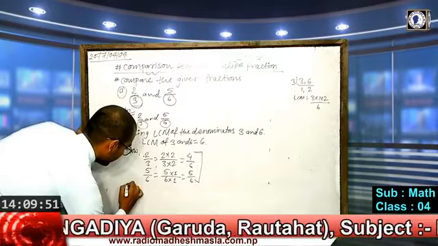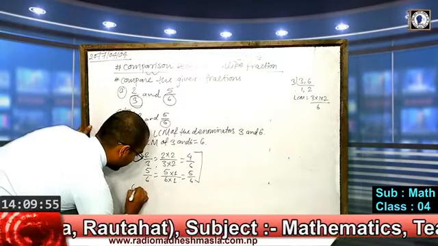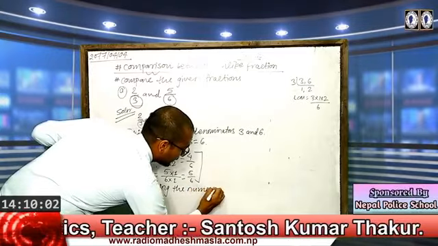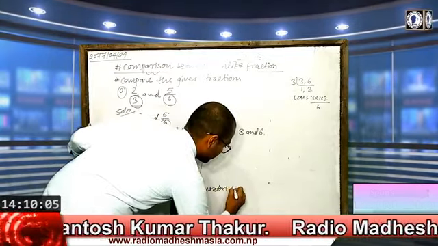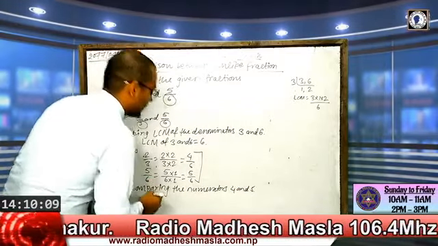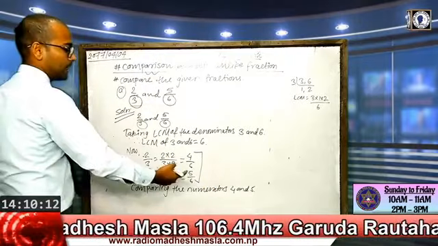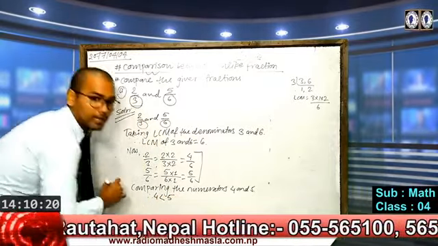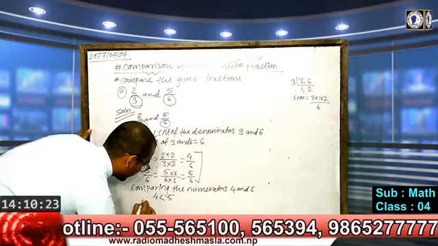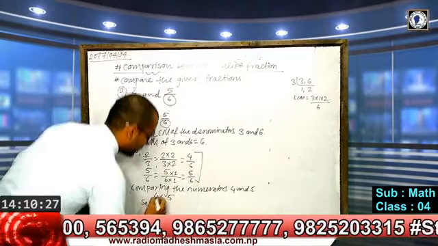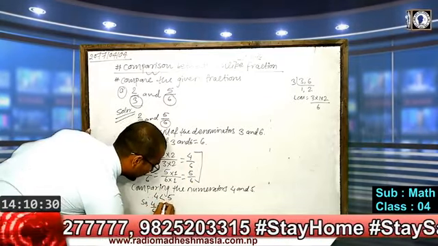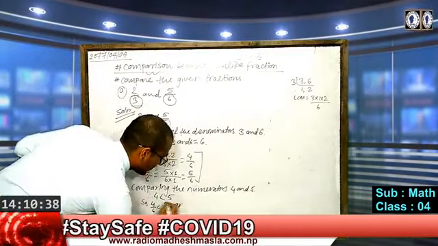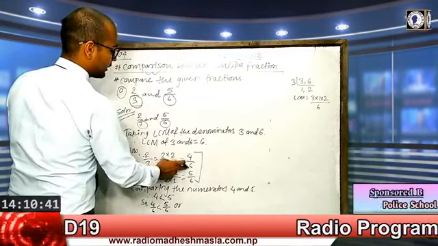Comparing the numerators 4 and 5, we can easily find that 5 is greater, so 4 is smaller than 5. Therefore we can write that 4 by 6 is smaller than 5 by 6. Or we can also write the previous fractions, from which we converted the like fractions.